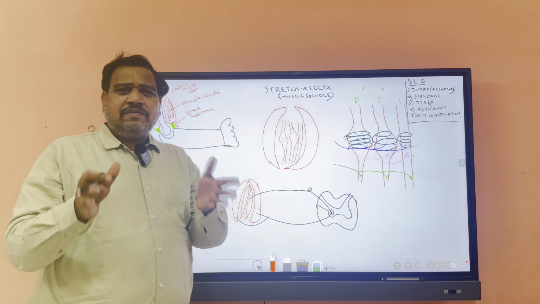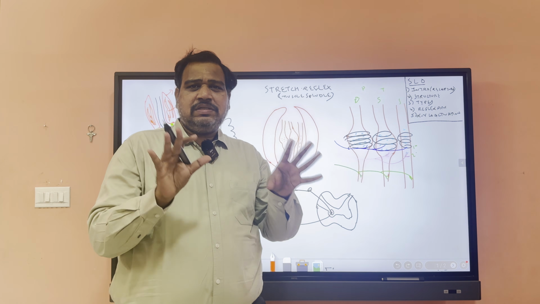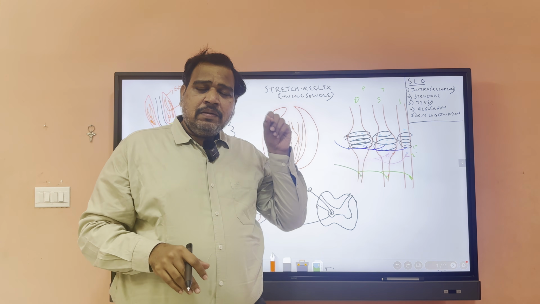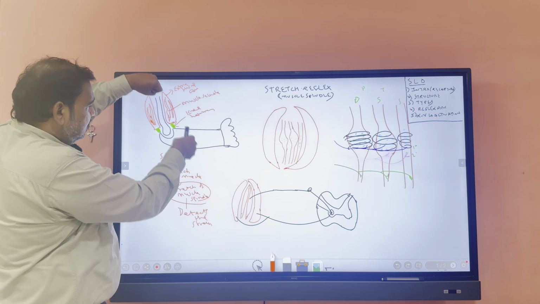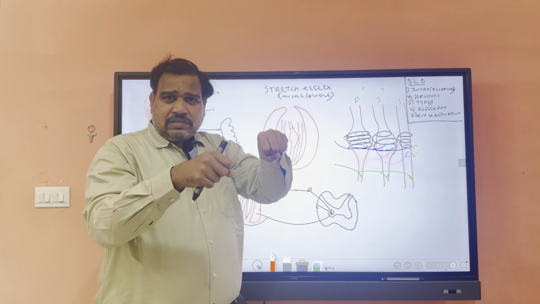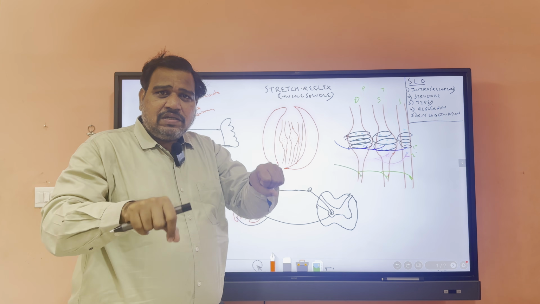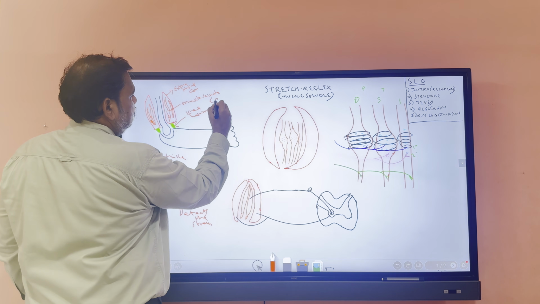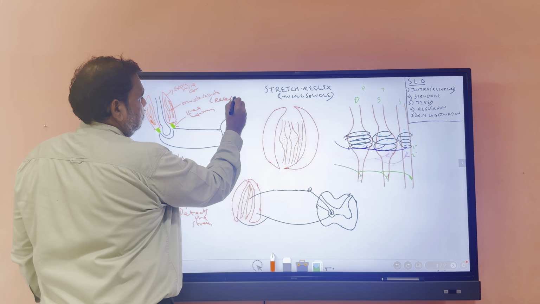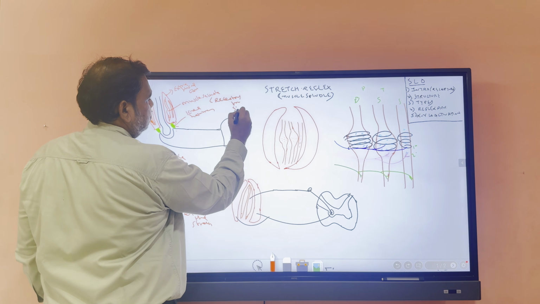If I ask what is stretch reflex, it is very easy. When the muscle is stretched, the muscle contracts. Correct, accepted. But what is detecting that stretch? For example, when I strike this, the biceps muscle is stretched. What is detecting that stretch or lengthening of the muscle? The muscle spindle. That's why the muscle spindles are called the receptors for stretch reflex.